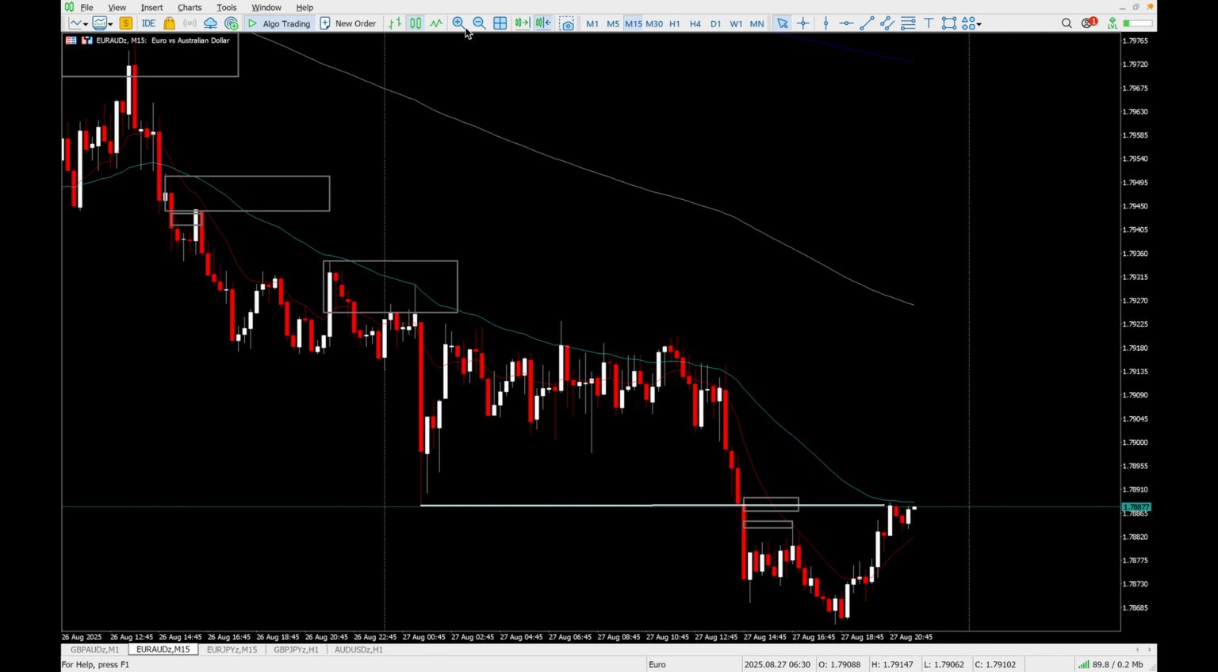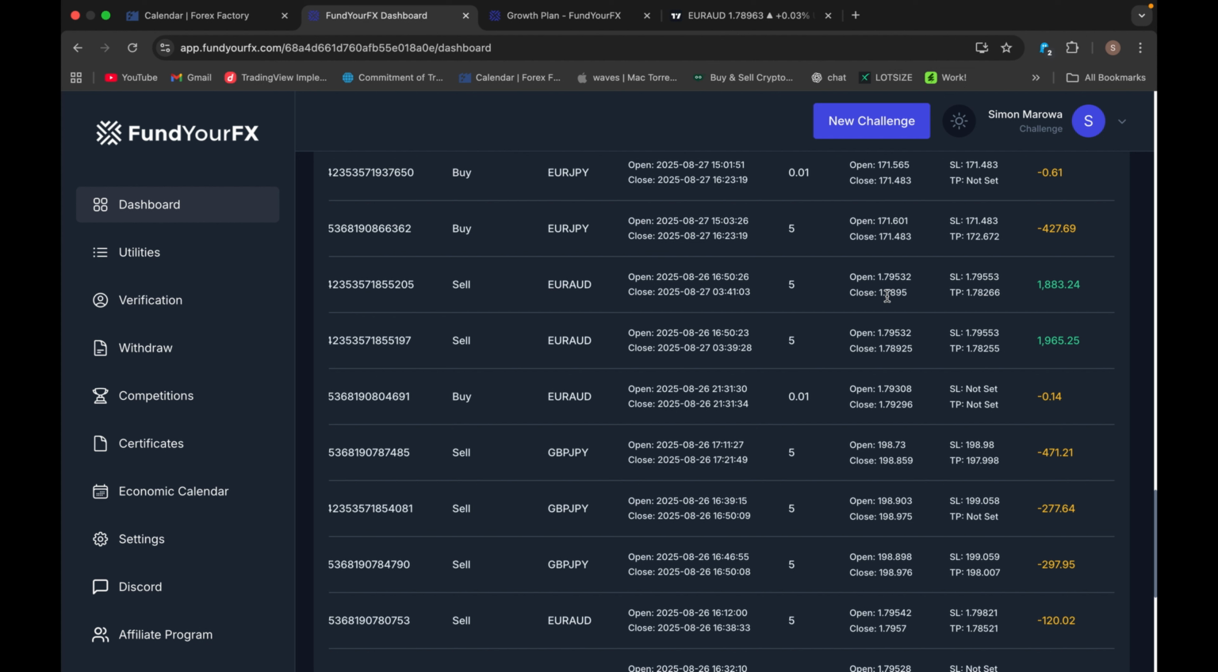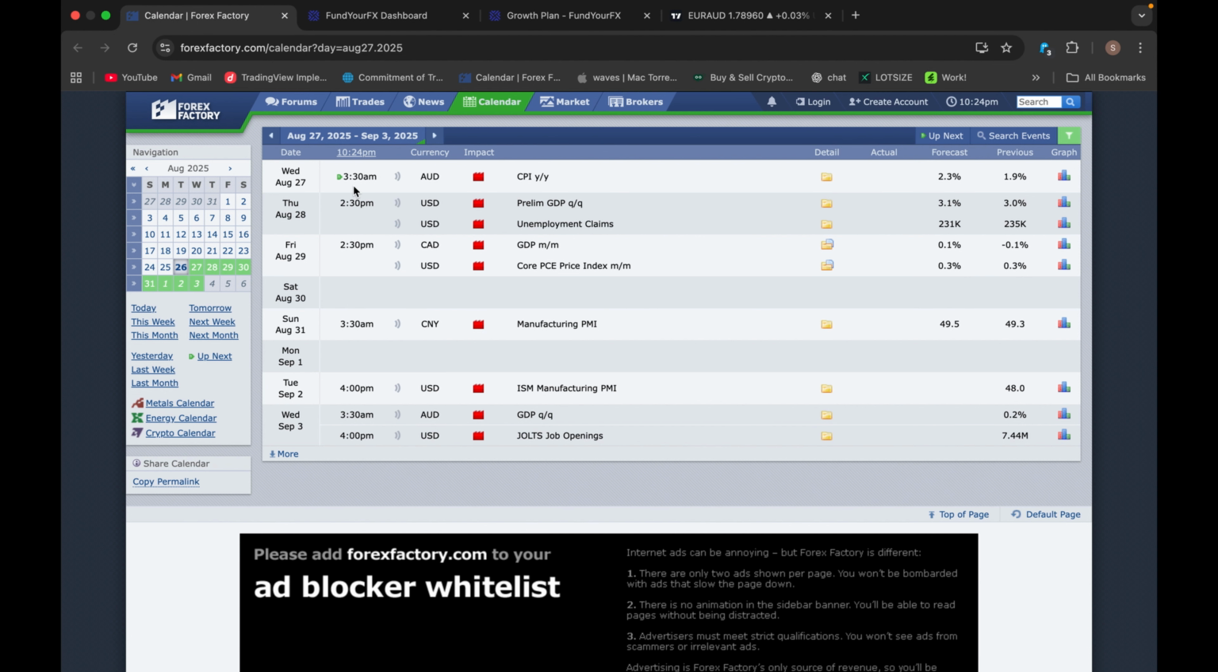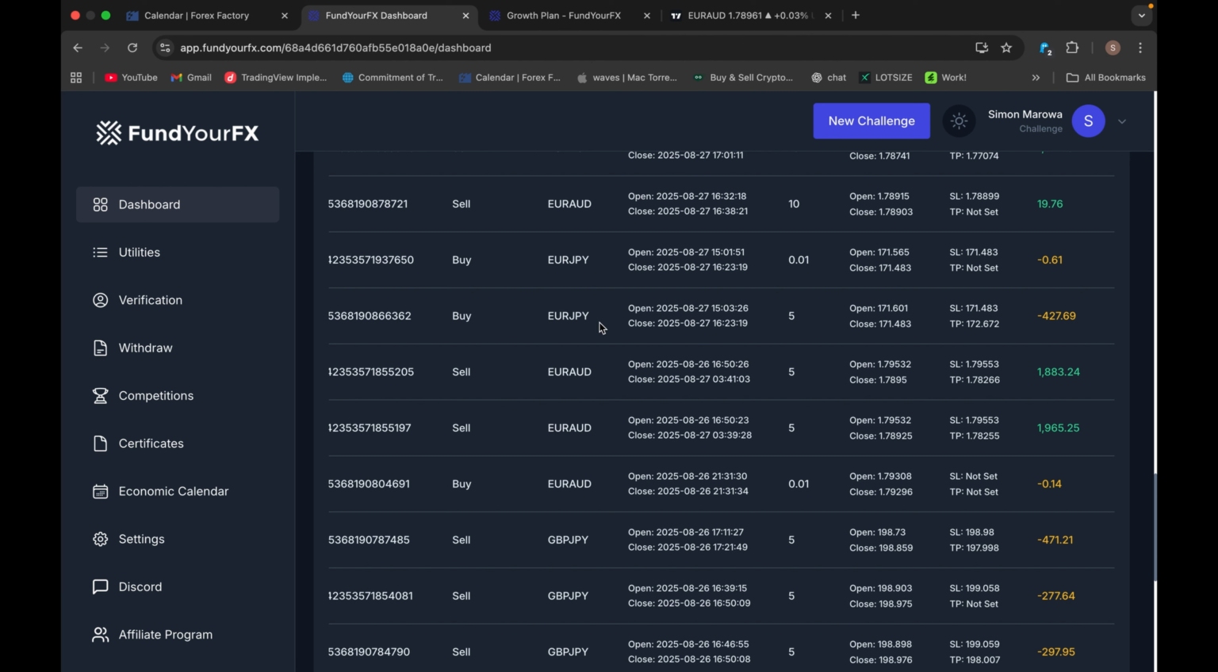So when this move happened, I was already in the trade. So I took profit, and this is the profit I took on these two trades. If you look at the time, this was around 3:41, and we had this high impact news at about 3:30 a.m. So fine, that happened, and I also took some losses on Euro JPY.